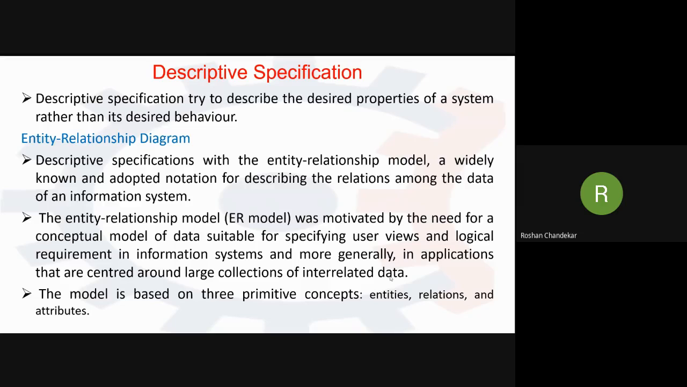There is a natural way of specifying system properties precisely, through the use of mathematical formulas. Whenever we design our descriptive notation, we always use mathematical formulas to design it. Now, let's approach one by one. There are different types of models in descriptive specification designing. The first one we are talking about is the entity relationship diagram, the ER diagram.